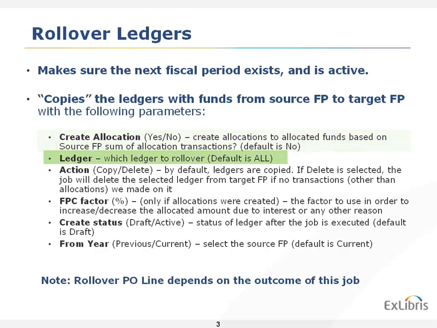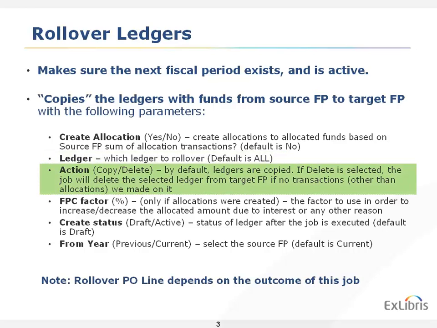The next parameter is ledger. We can either roll over all the ledgers or a specific one by selecting from the list. There is also an action, which is a copy or delete. The copy is when we want to copy the ledgers to the next fiscal period. But if we made a mistake and we want to delete a ledger that we copied, the action delete is for that. And action delete is actually working on one ledger at a time. You can delete a ledger from the next fiscal period only if no encumbrance or expenditures transactions were made on any of its funds. If no transactions except allocations were made on the ledger's funds, then it can be deleted.